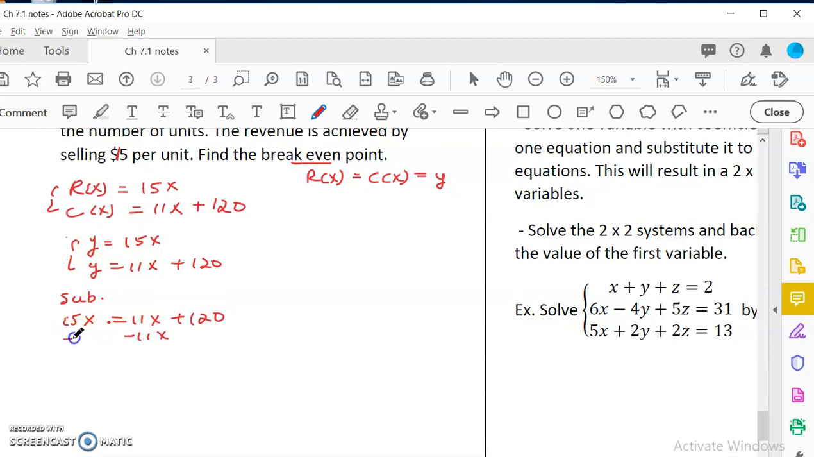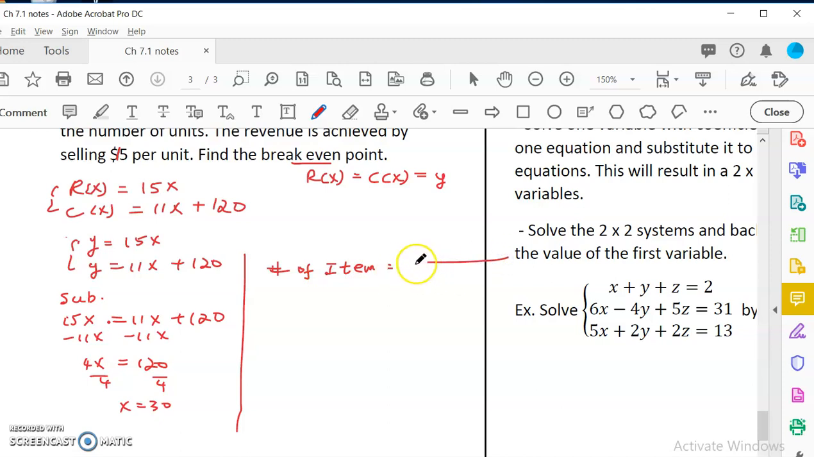Minus 11x on both sides. I have 4x equal to 120. Divided by 4, divided by 4, x equal to 30. So break even happens when you are selling the number of items. The number of items that you are going to sell is 30 units.